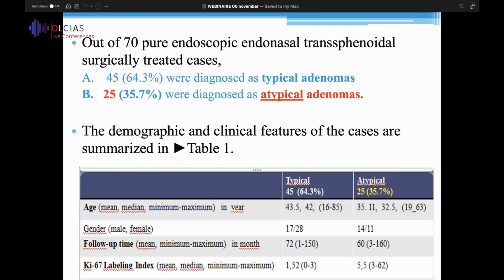Here in this table, we have the demographic and clinical features of all the patients. For example, the median age of patients who present typical pituitary adenoma is 42. However, in the series of patients who present atypical pituitary adenoma, the median age is 32. So the patients who present atypical adenoma are around the age of 30, 34, 35. For the gender, we noticed that in the series of atypical adenoma, we have a predominance of males. So men are the predominant category who present atypical adenoma. Next slide.